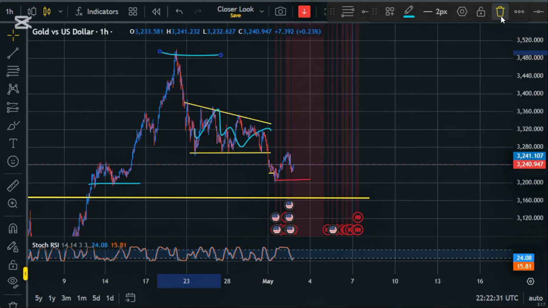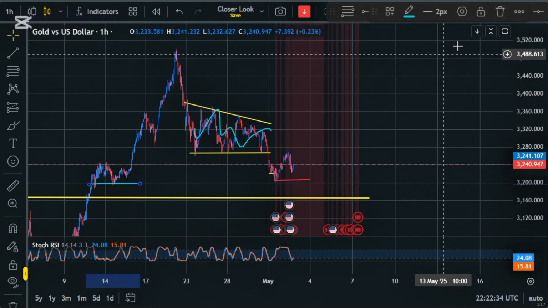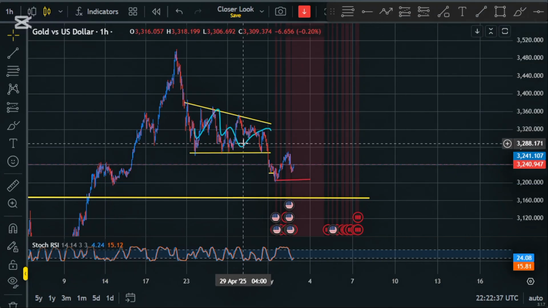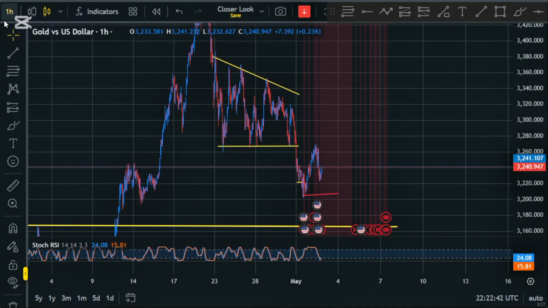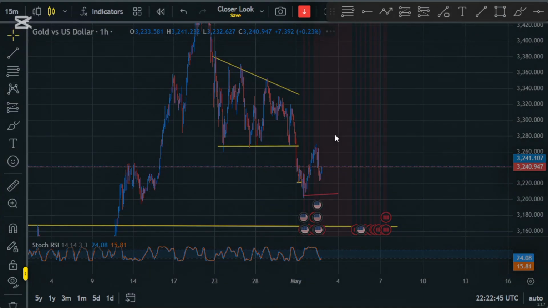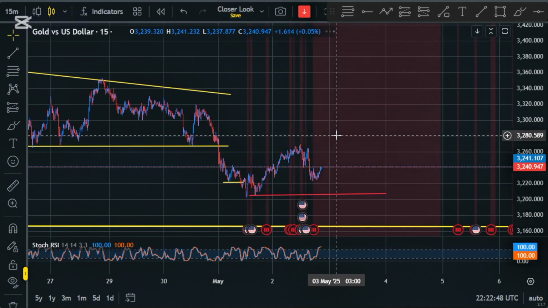So I did my analysis on it, though I don't really trade gold. I just did it for a couple of my guys, then I dropped it for them. So let's go over to the 15-minute time chart to see what we got here.